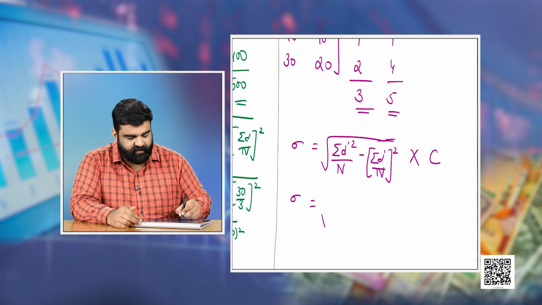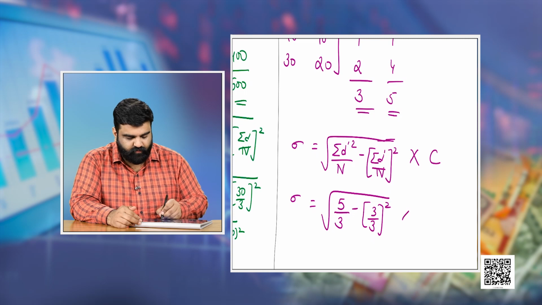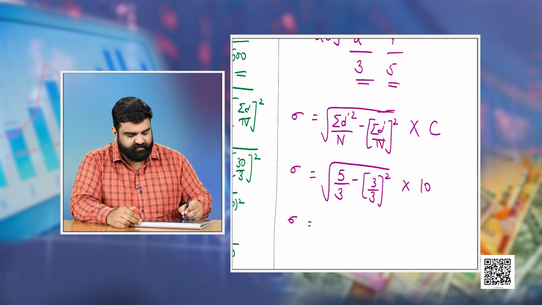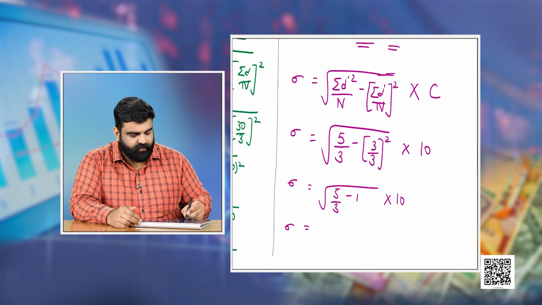So, let us input the values. We have 5 by 3 minus 3 by 3 the whole square into 10. 10 is the common factor which we took out of d. So, the answer is 5 by 3 minus 1 into 10. So, let us move ahead and calculate this.